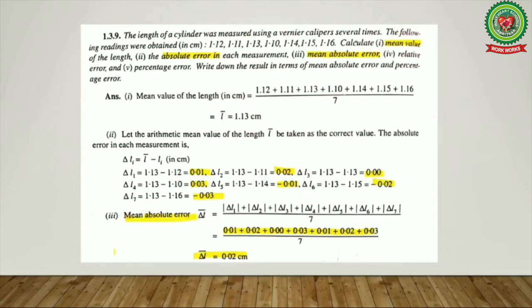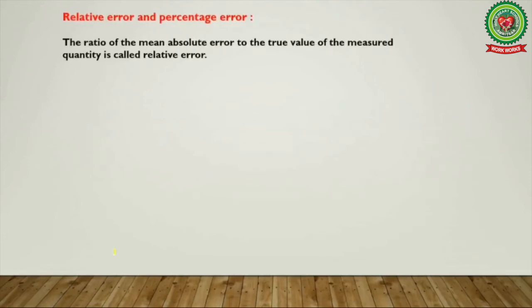Come to the next, relative error and percentage error. The ratio of the mean absolute error to the true value of the measured quantity is called relative error.